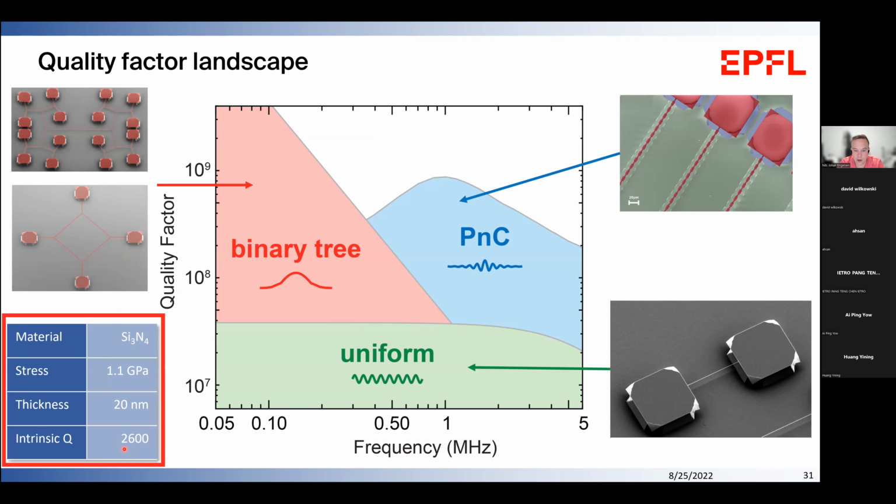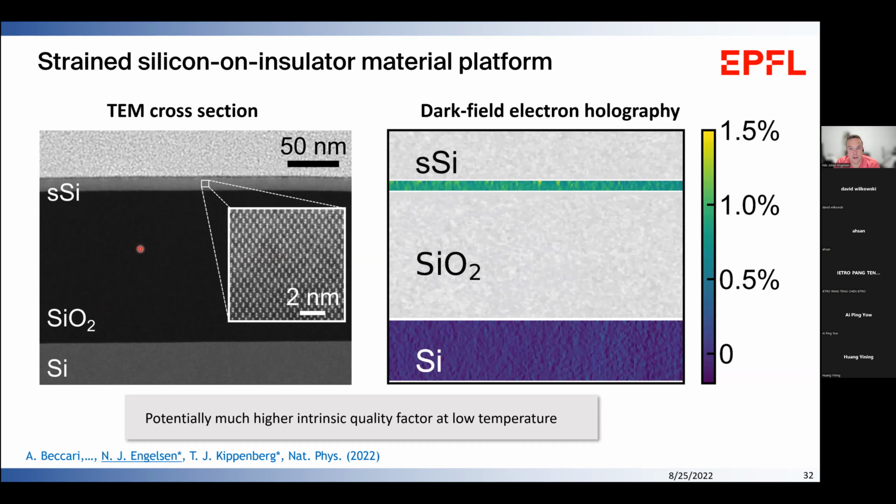So this dissipation dilution effect is a material independent effect, right? So if we find a better material with higher intrinsic Q, we should be able to get even higher quality factors than before. So we started the project working on strained silicon-on-insulator. So strained silicon is basically just silicon with a stress applied. This is a crystalline material, so potentially it can have much higher intrinsic quality factors at low temperature in particular.